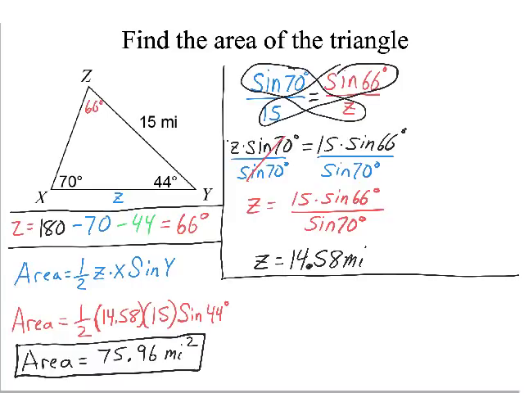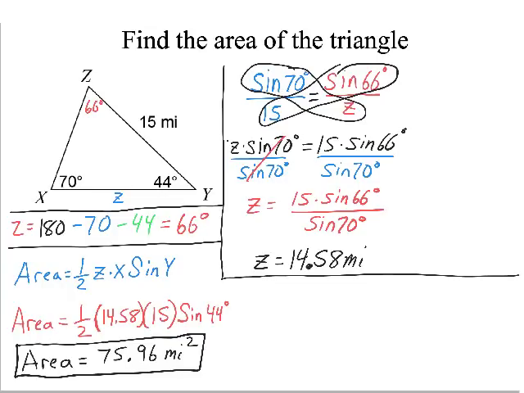So, to get this side, which I'm missing, I'm going to use law of sines. Law of sines over here, well, we know we have 70 and its opposite, which is 15. So I know sine 70 degrees over 15 is my starting point, equals, well, if I want Z, I want to go to its opposite, so that's why I needed that 66 degrees. So sine of 66 degrees over Z would be the other fraction. These two fractions are equivalent.